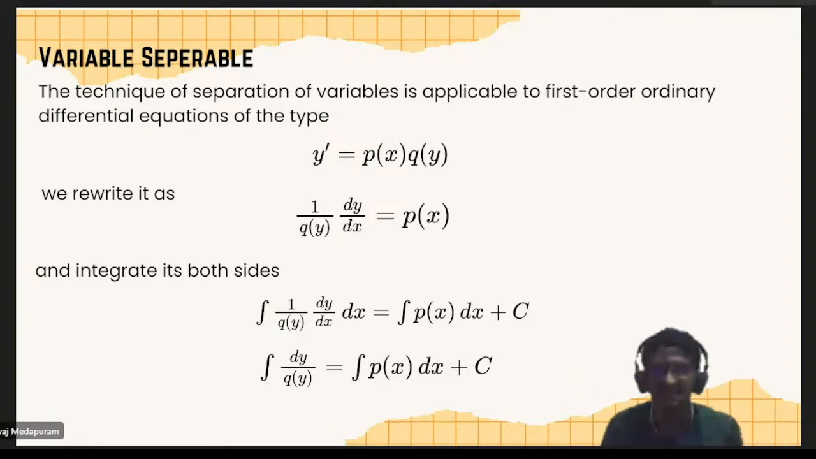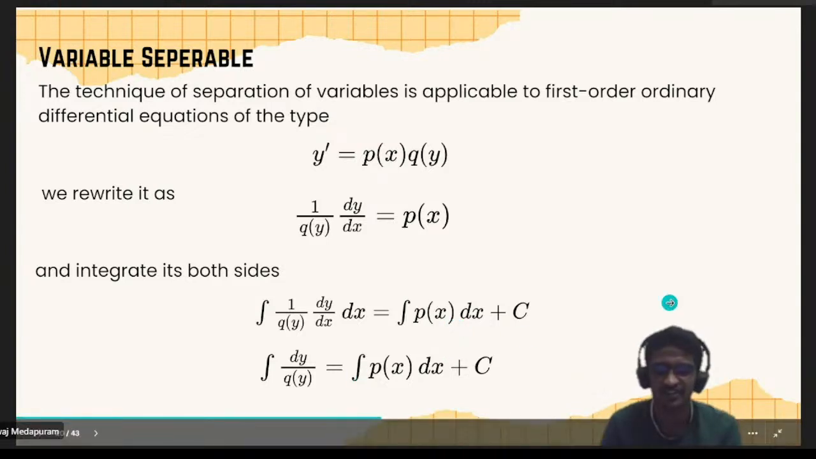differential equations. In variable separable, we have a first order differential equation: y' equals p of x times q of y. Notice that the functions with respect to x and y are completely separated. So this is the clue to apply variable separable. We have dy by dx times 1 by q of y equals p of x. You can just basically integrate on both sides to obtain the function.